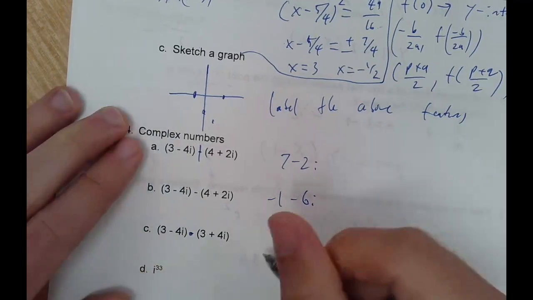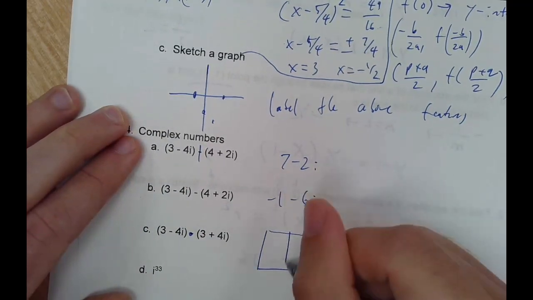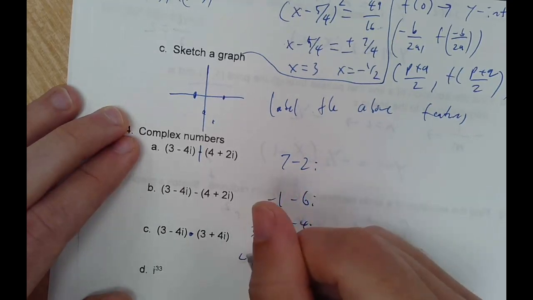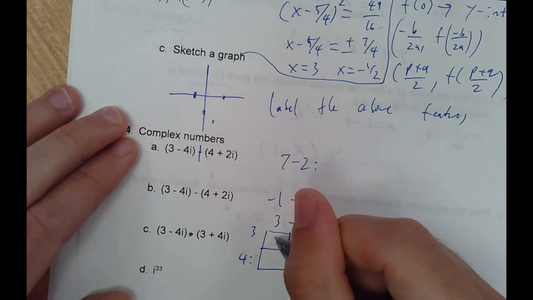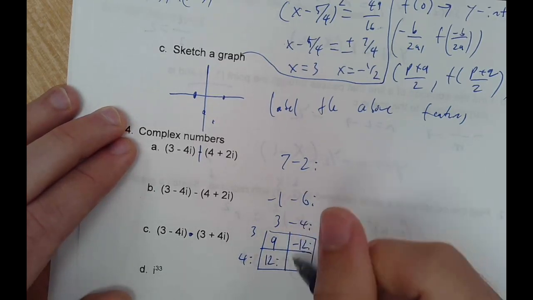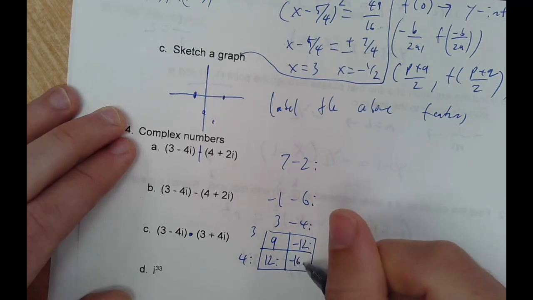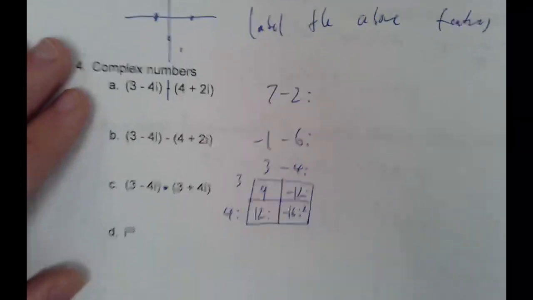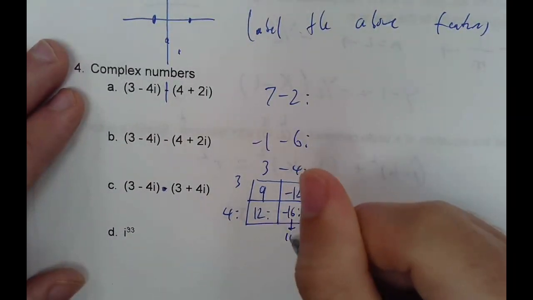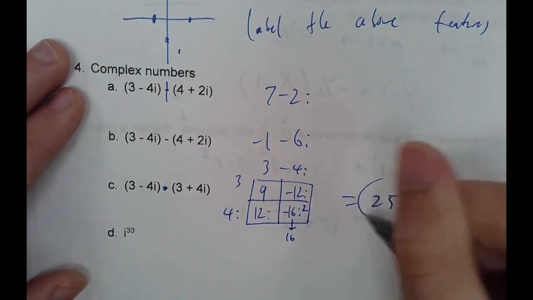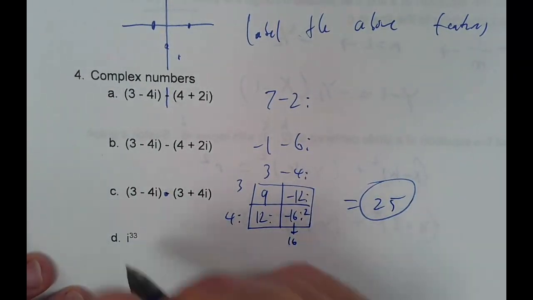And then here, when you multiply, I think the box method is a good place to go. We're going to have 3 minus 4i and 3 plus 4i, and we'll multiply in the middle. So 9 minus 12i here, 12i here, and then we're going to have a negative 16i squared. But because i squared is just negative 1, this just becomes 16. And these two will cancel. So 16 and 9, this is just 25.